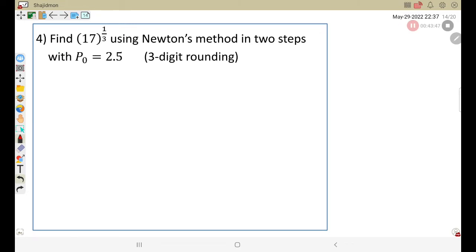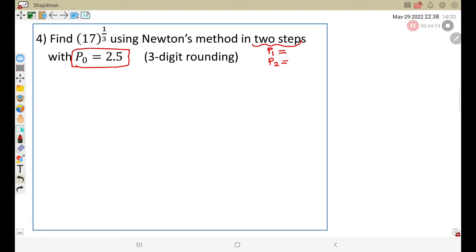Find 17 power 1 over 3 using Newton's method in 2 steps. Same model question. In 2 steps, find P1 and P2 with P0 already given as 2.5. P0 is 2.5. So we will do this calculation also.